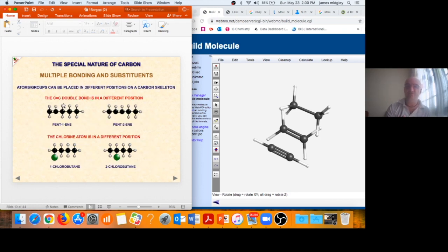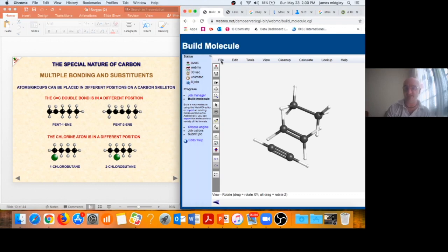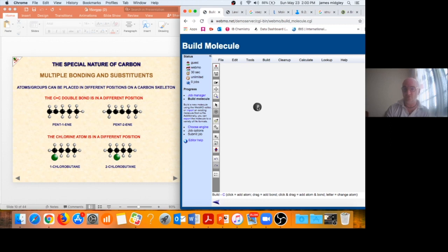Things can move around. Okay, atoms can be placed in different positions on a carbon skeleton, so you don't know which one you've got without seeing the displayed formula. Okay, so this one is, well, what is it? Is it the same as this one? Just put my single bonds in. Clean that one up. Beautiful.